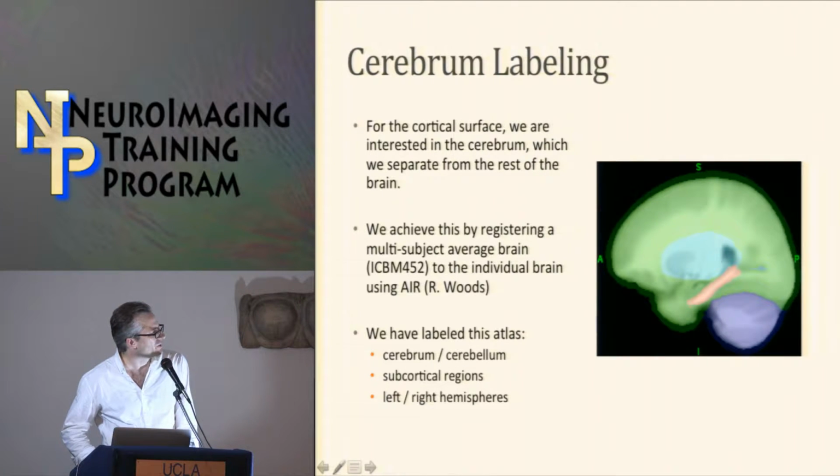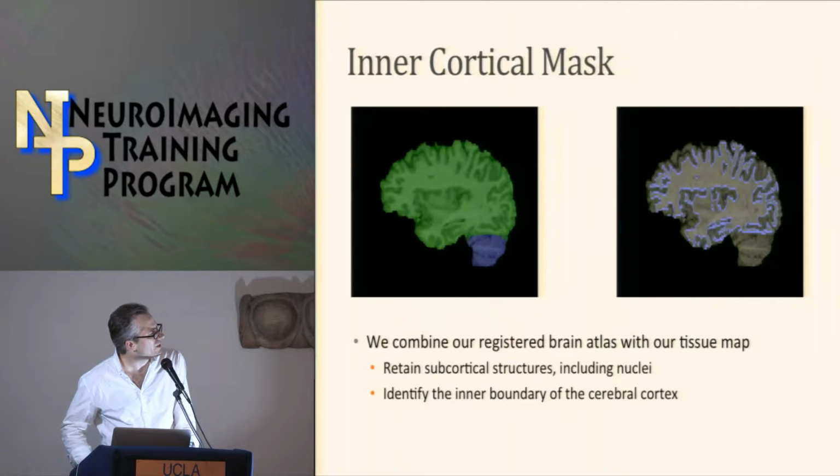We use AIR, which was developed by Roger Woods here at UCLA, and we have that integrated into the software. We fit a fairly rough atlas to the data, so we're not doing a really detailed segmentation here. We're mainly just finding the cerebrum and the cerebellum and also labeling some of the subcortical areas so that we can ensure that they get kept in the image that we extract. Then we combine this with a tissue map to get out a boundary of the white matter, basically the inner boundary of the cortex.